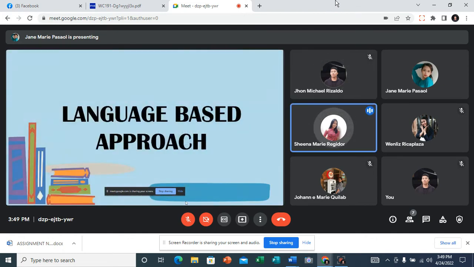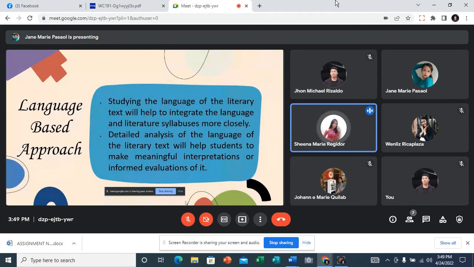So now let's talk about language-based approach. So next slide. So language-based approach is about studying the language of the literary text will help to integrate the language and literature syllabuses more closely. It also detailed analysis of the language of the literary text will help students to make meaningful interpretation or informed evaluation of it. So next slide.